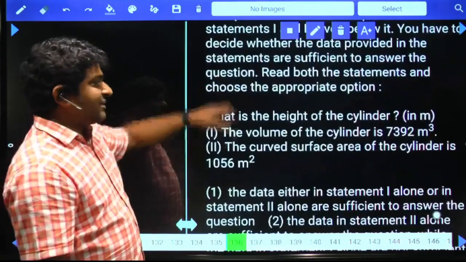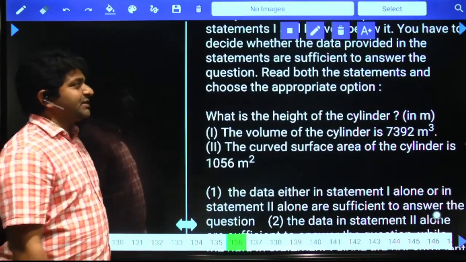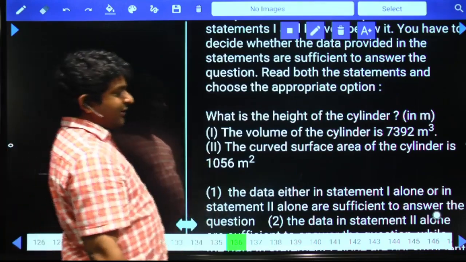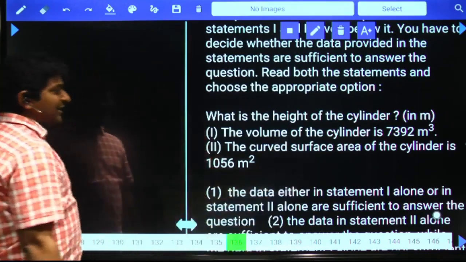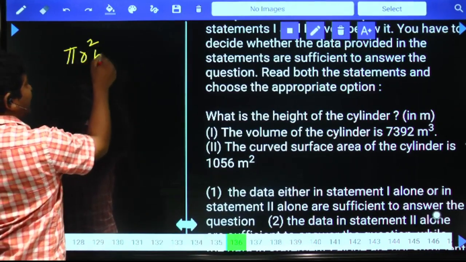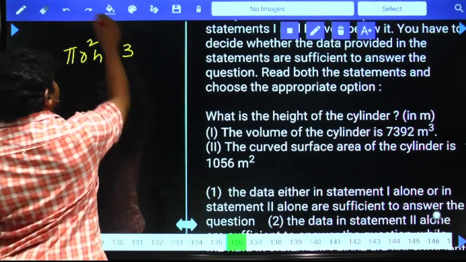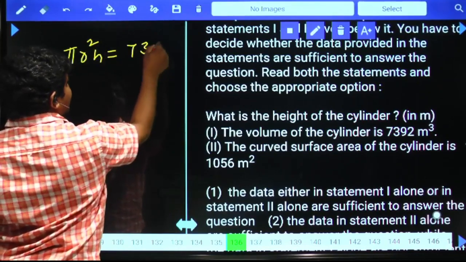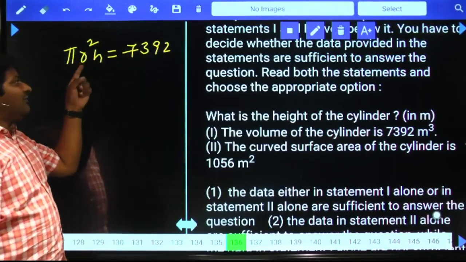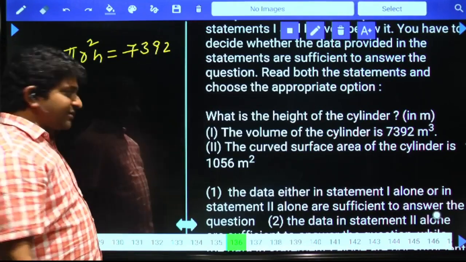What is the height of the cylinder? Data sufficiency question. Height of the cylinder, that's what we need to calculate. The volume of the cylinder is given. Volume of the cylinder, that is pi r square h, is equal to 7392. You need height. If you know the r value, you can calculate. So 1 alone is definitely not sufficient.